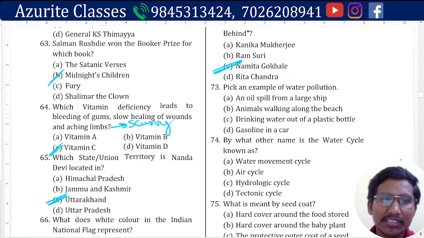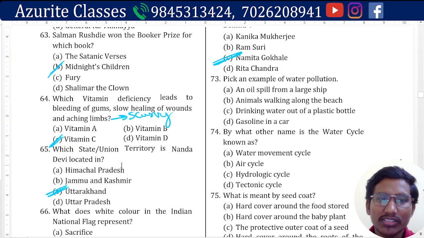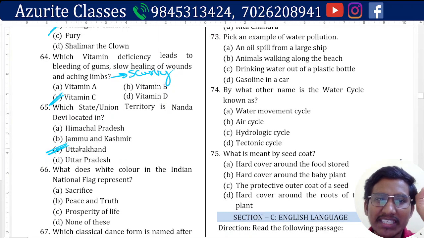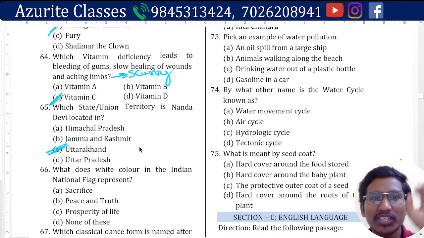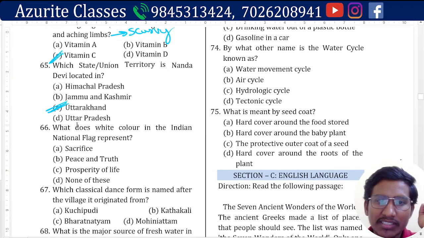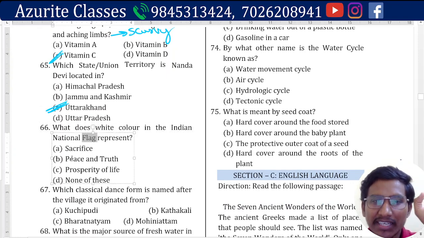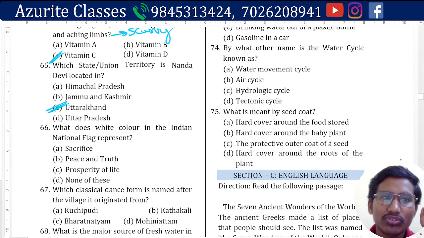Next, 65. Which state or union territory is Nanda Devi located in? Nanda Devi mountain is in Uttarakhand. Okay, Nanda Devi mountain is in Uttarakhand. So what does the white color in the Indian national flag represent? The white color is peace and truth. Option B. Okay, so 66 is option B here.